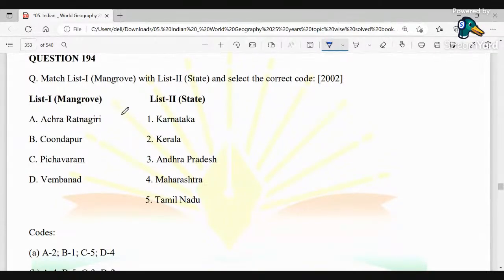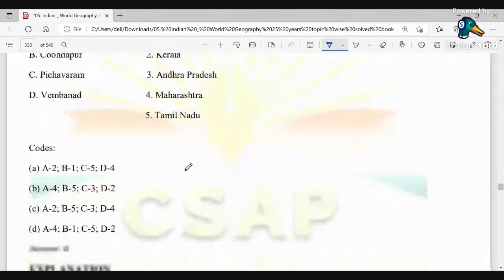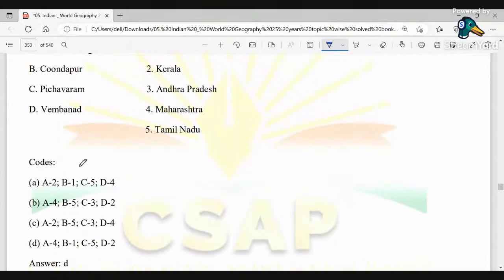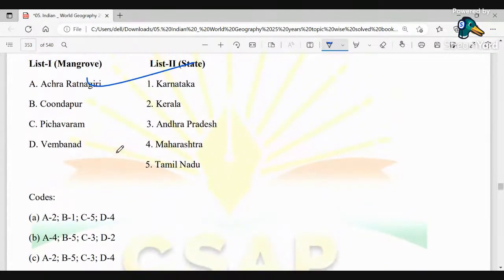So match list 1 with list 2. Here the correct option is D, that is A is 4, B is 1, C is 5, and D is 2. Okay.